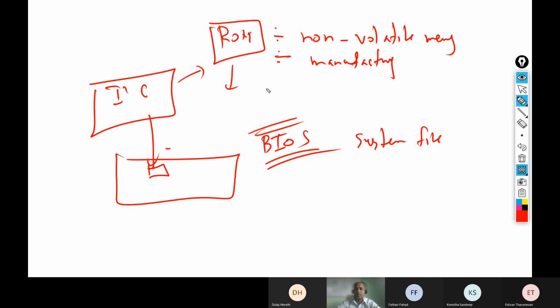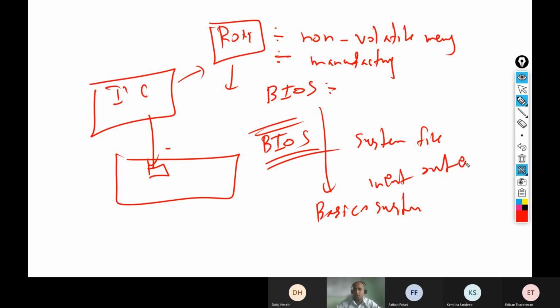I said that this ROM has a small program called BIOS. What's the meaning of BIOS, Edison? Give me the answer. Basic input output system. Very good. Basic input output system. That is called BIOS. So Dulaj, why do we use BIOS? What is the importance of the BIOS?